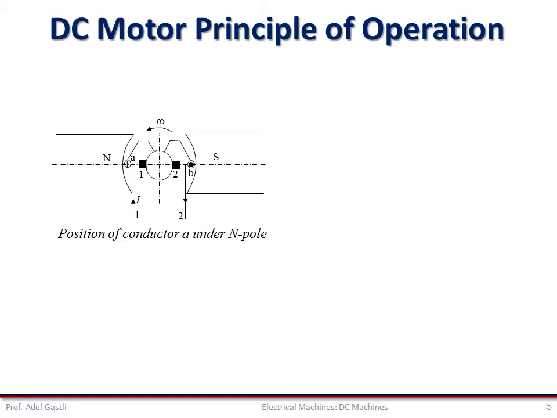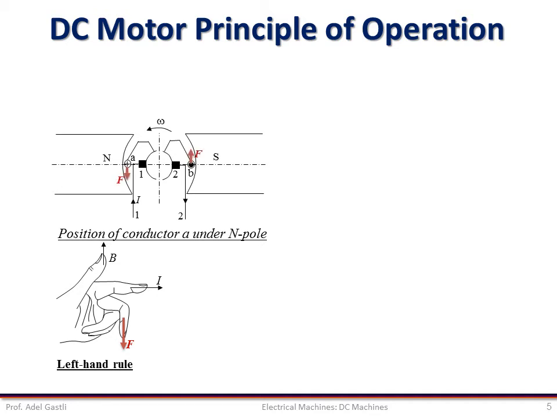The plus sign on the conductor designates an entering current direction, while the minus sign designates an exiting current direction. So in this case, the current I will be entering at wire A and exiting at wire B. Now, using the left-hand rule, we can find that the direction of the Lorentz force F on the conductor A is downward, which tries to pull the conductor down, while the force on the conductor B is upward, which tries to push the conductor B up.